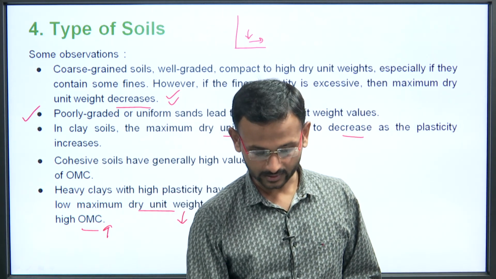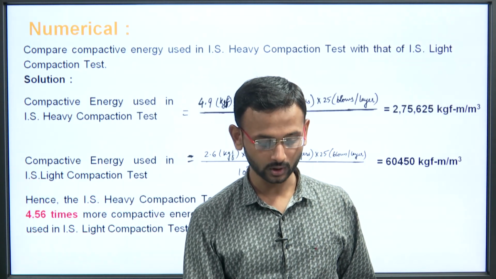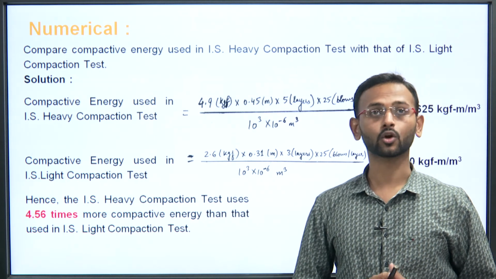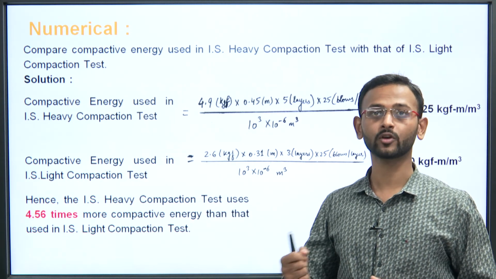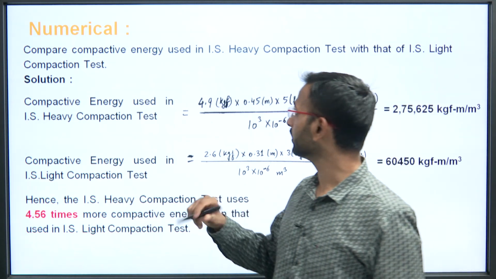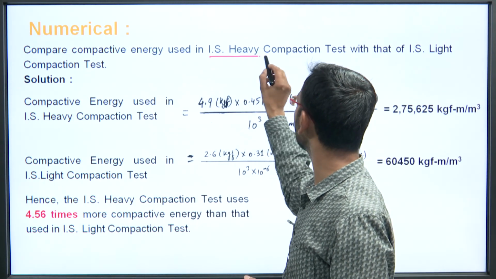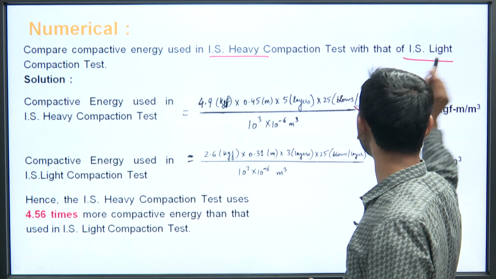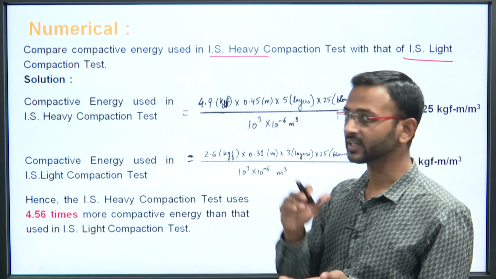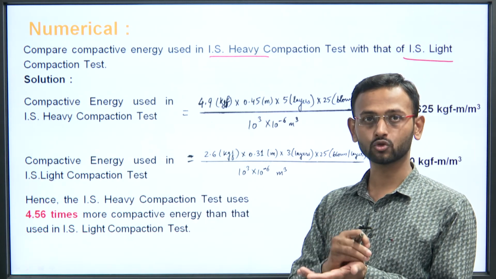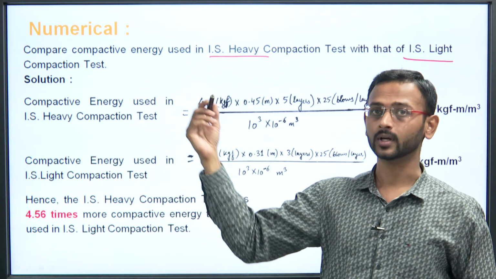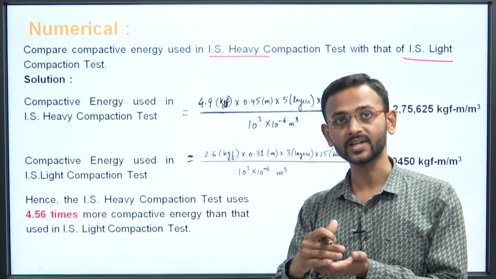Now after we have discussed the types of soils, we will be moving on to the numerical. See the question: compare the compactive energy used in the IS heavy compaction test with that of the Indian Standard light compaction test. So these are two tests, heavy compaction and light compaction. We have already seen these two. When you compact the soil, you impart some energy to the soil, and with that energy the soil gets compacted.